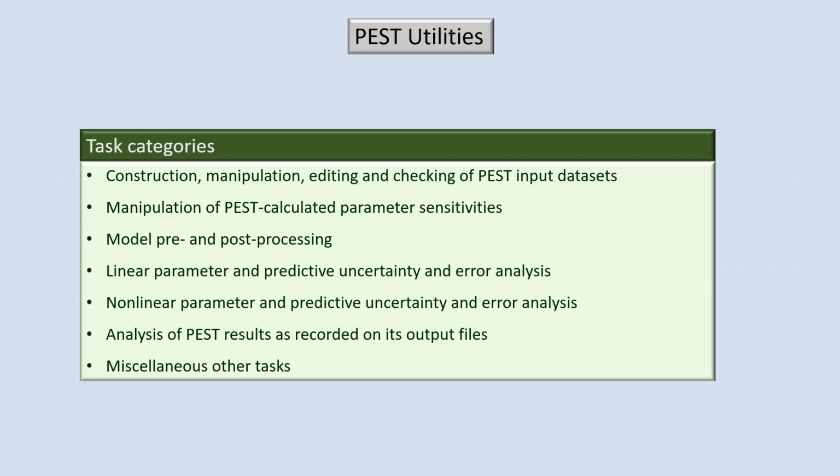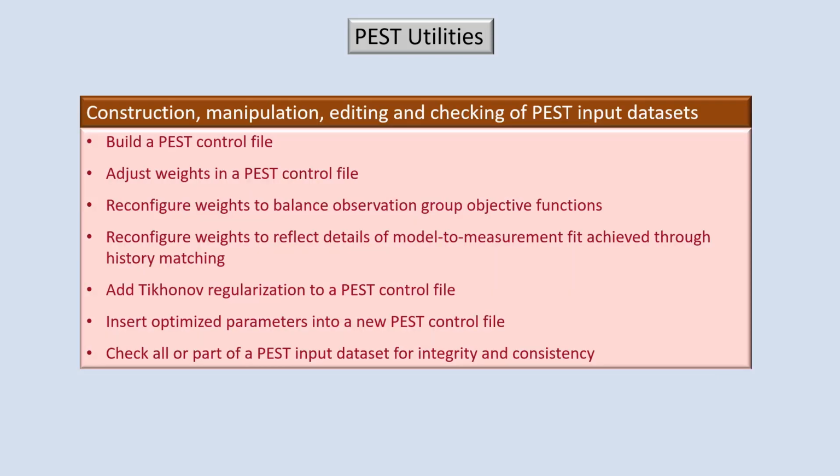The utilities supplied with PEST can be divided into a number of categories on the basis of the jobs that they do to support the use of PEST. The categories are set out in this table. Now let me say a few words about each of them. The first set of tasks are provision of assistance in construction, manipulation, editing and checking of PEST input datasets.